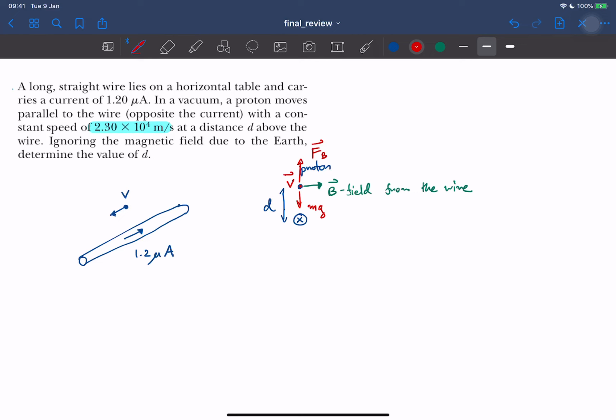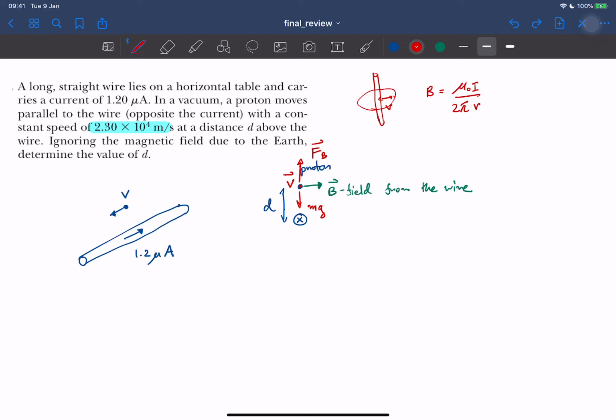All right. And what does the distance have to do with it? Well, the distance gives you the strength of the magnetic field. If you remember, if you have a wire and a distance r from the wire, the magnetic field is given by mu0 I divided by 2 pi r. So the closer you are to the wire, the stronger the magnetic field. So in this one, you just need to find d such that the magnetic force balances the weight of the proton.